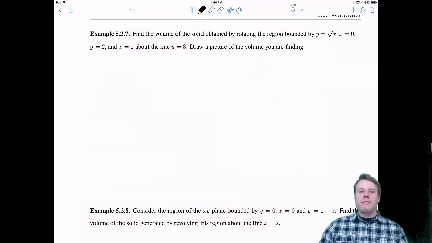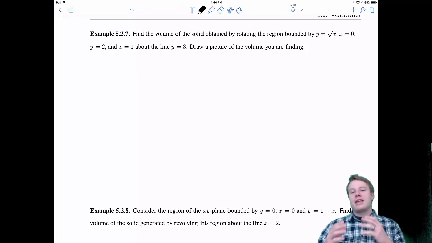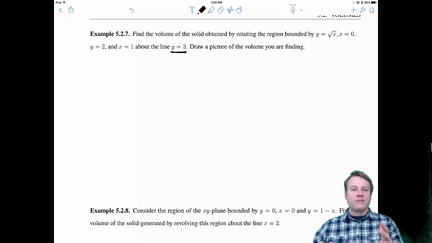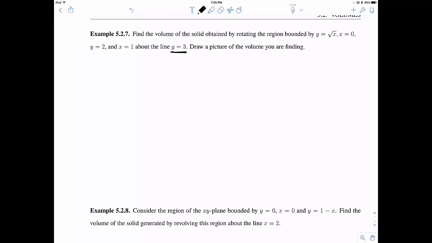Welcome everyone back to section 5.2, volumes. In this video we're going to expand what we did in the first video and calculate volumes of more difficult solids of revolution, and then we're going to move on to calculate volumes of things that aren't even solids of revolution. Let's get to it.